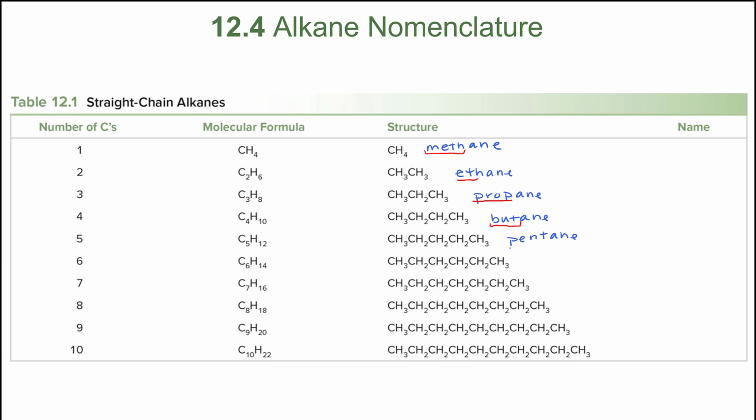Pentane is 5. 6 is hexane. 7 is heptane. So now it's starting to sound like our geometry. 8 is octane. 9 is nonane, and 10 is decane, like a decagon or a decade. So those all have ane endings to indicate that they're carbon-carbon single bonds, and the different prefixes tell us how many carbons there are in the structure.